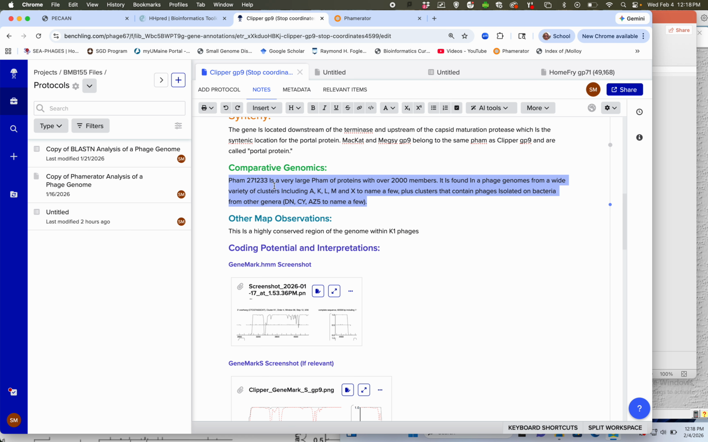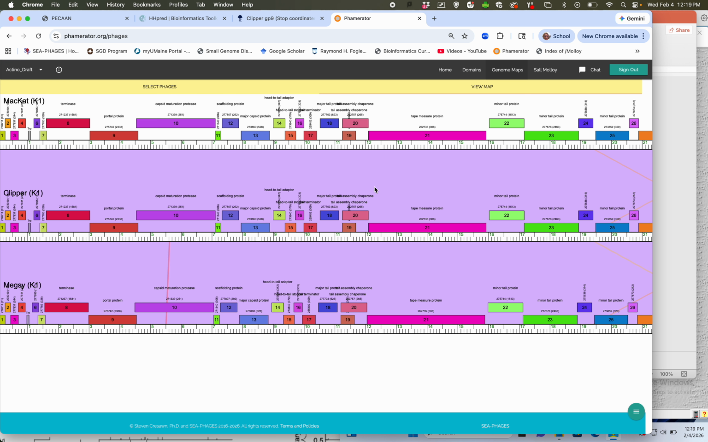I did a little comparative genomics too. So I noted the FAM number and that this is a really big FAM with over 2,000 members. I also did a little bit of investigation in Phamerator and found that this FAM is found in many, many different types of phages from different clusters. So I listed just a few that are mycobacteriophage clusters, but also noticed that there were clusters that include phages isolated on different bacterial hosts from different genera, including Gordonia and Curtobacterium. So how did I figure that out?